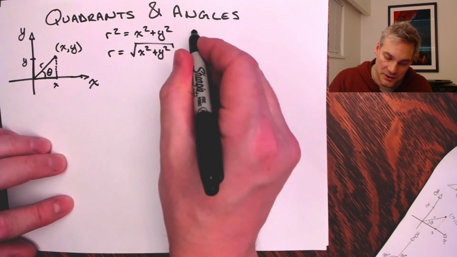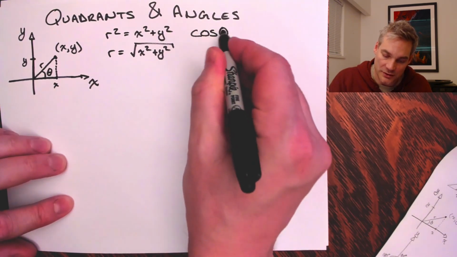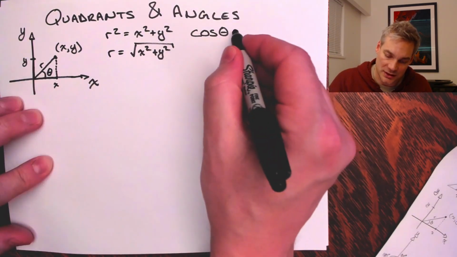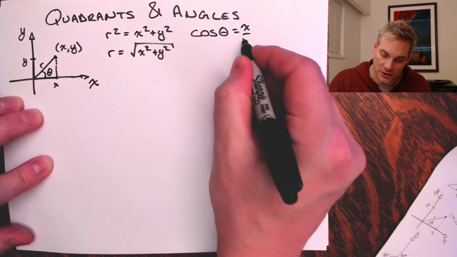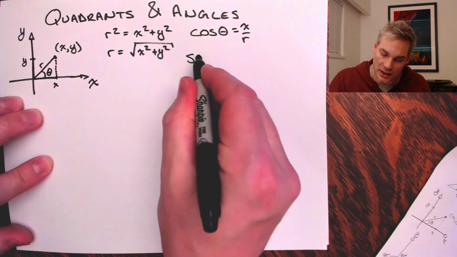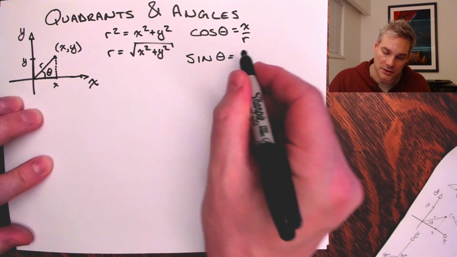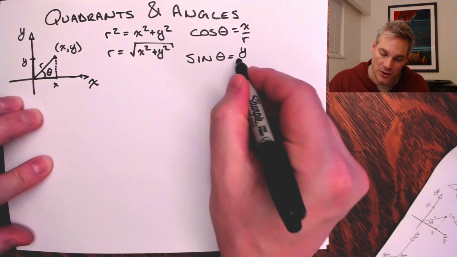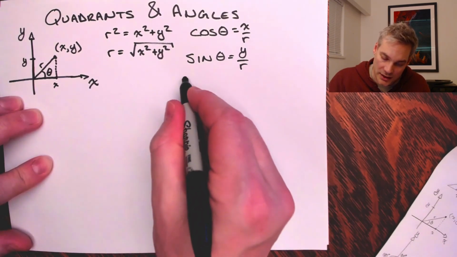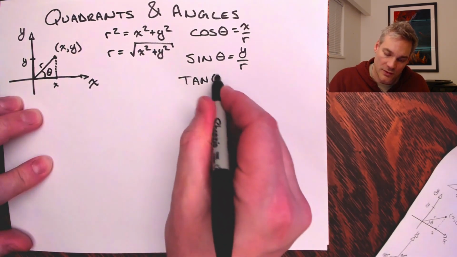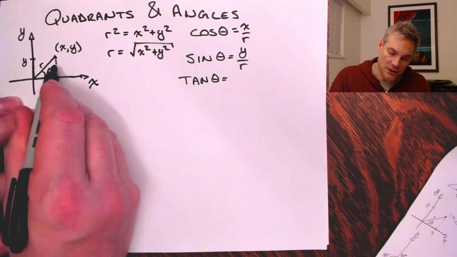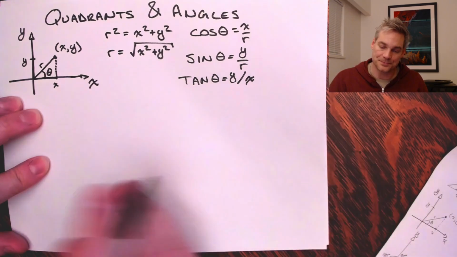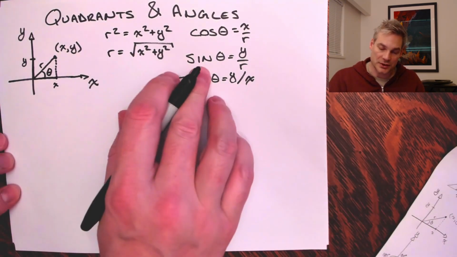But now what if we wanted to know the cos of theta? Well, the cos of theta is the adjacent over the hypotenuse, which is equal to x over r. The sine of theta is going to be the opposite, this side, the opposite of theta, so y over r. And then the tangent of theta is going to be the opposite over the adjacent, so y over x. Okay, so now we have all our trig.